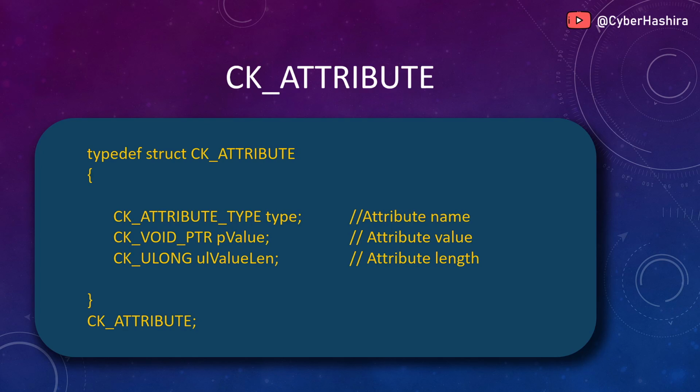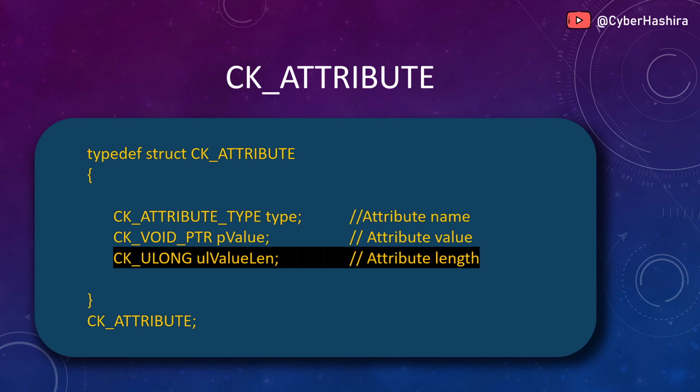Let's now talk about CK attribute structure. As stated earlier, it's a structure. CK attribute has three components: type, value, and length. CK attribute type stores the type of attribute you want to define. These are attributes I talked about earlier. For example, CKA encrypt, CKA sign, or CKA token. CK void PTR is a pointer that points to a variable that has the value for that attribute. And CK ulong is the length of that value.